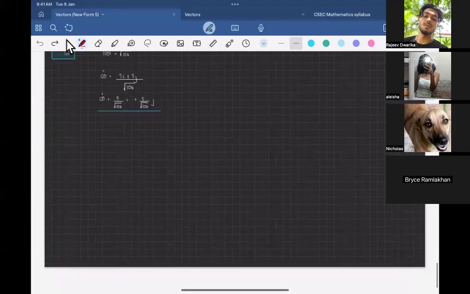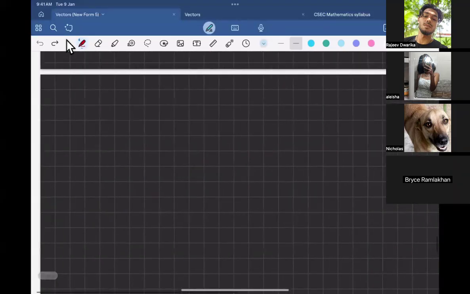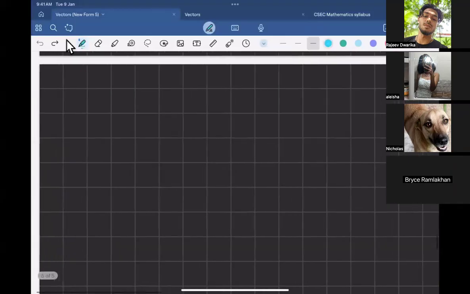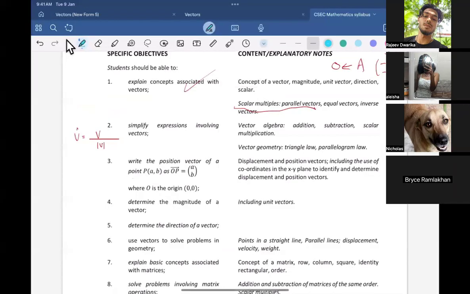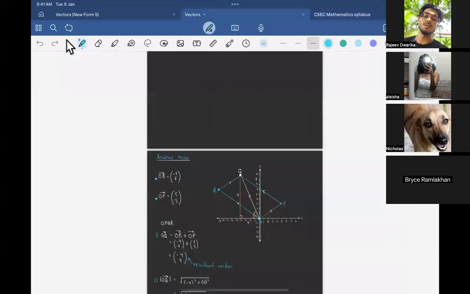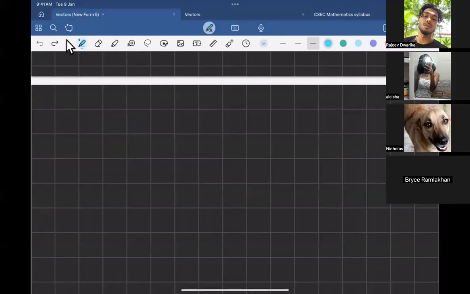All right. So we're gonna look at, when we're doing scalar multiples, I will talk about scalar multiplication, right? But let me look at vector algebra. Vector algebra is very simple.